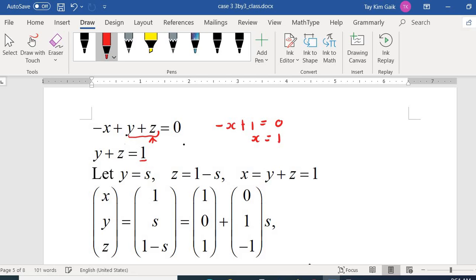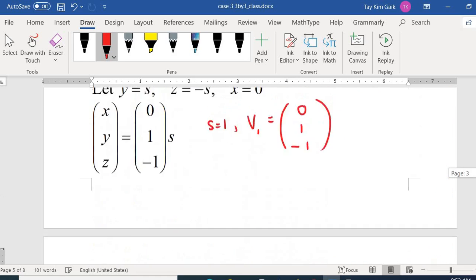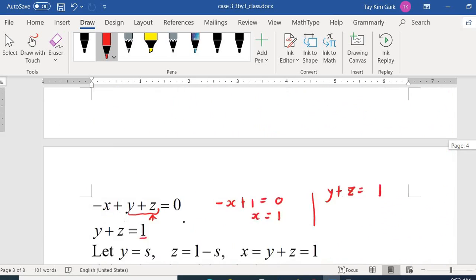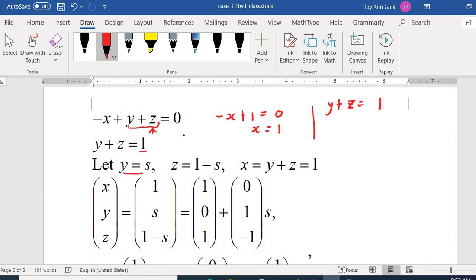And then from y plus z equal to 1, for repeated eigenvalue, it's very important: in step 2, you made the assumption y equal to s. Here you must be consistent to let y equal to s. The same assumption must be used for repeated eigenvalue. So y equal to s, and z equal to 1 minus s. So x is 1, y is s, z is 1 minus s.